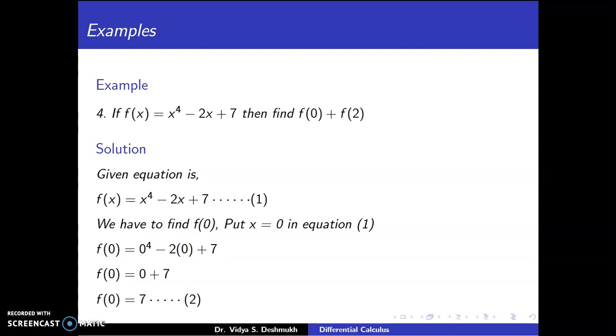So look here in the fourth example, the function is different. That function is x raised to 4 minus 2 into x plus 7. And then the question is find out f of 0 plus f of 2.